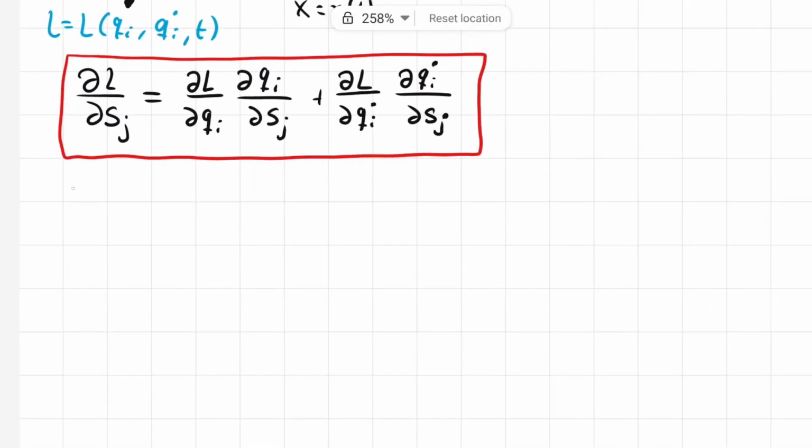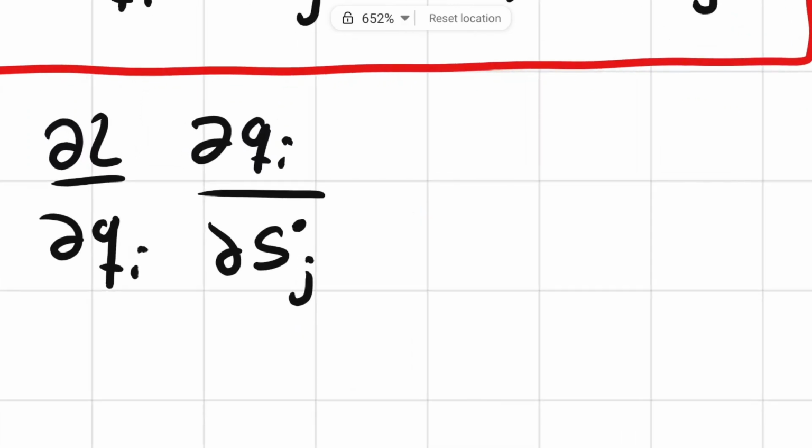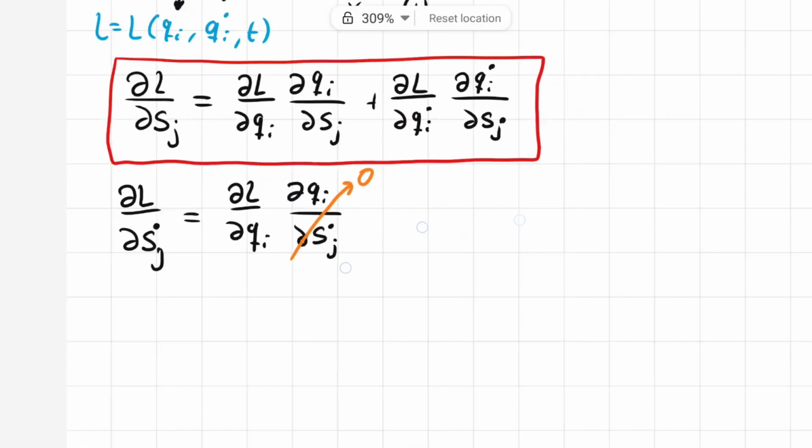Then we will be interested in calculating the derivative of the Lagrangian with respect to sj dot. So what will this be? Well, the first element will be the derivative of the Lagrangian with respect to qi times the derivative of qi with respect to sj dot. But we can see easily that this element is going to be equal to 0 because we know that qi does not depend on sj dot. So automatically this is 0.